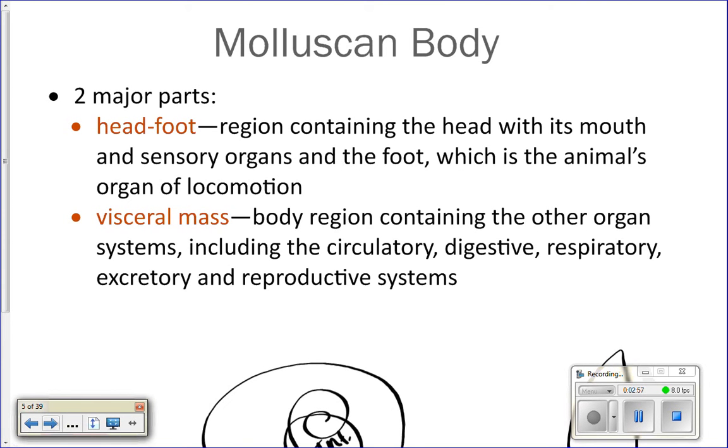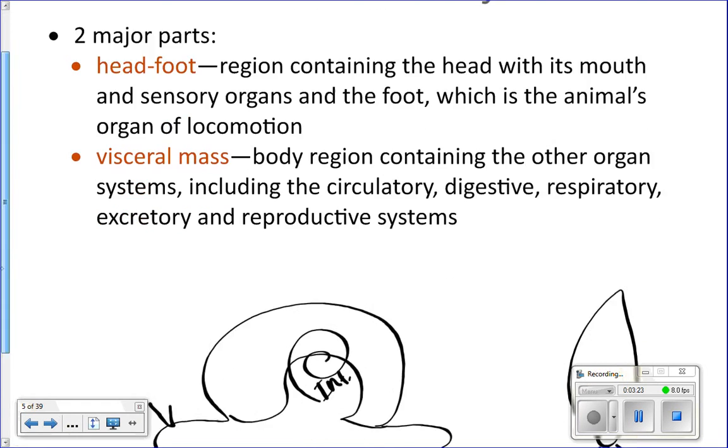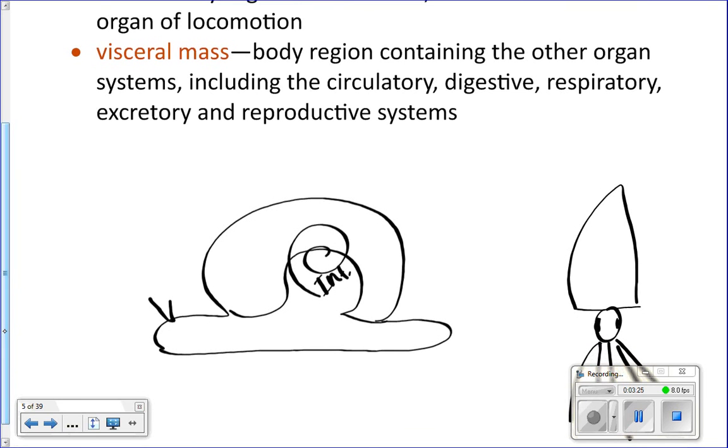Okay, so the molluscan body consists of 2 things. You've got the head-foot region, and then you've got the visceral mass. And the visceral mass is all of those internal organs, like the circulatory system, the respiratory system, digestive system, excretory, reproductive, all of those systems are in the internal organs, or the visceral mass. And then you have the head-foot region, which is the foot of the animal, that large muscle, and then the head.